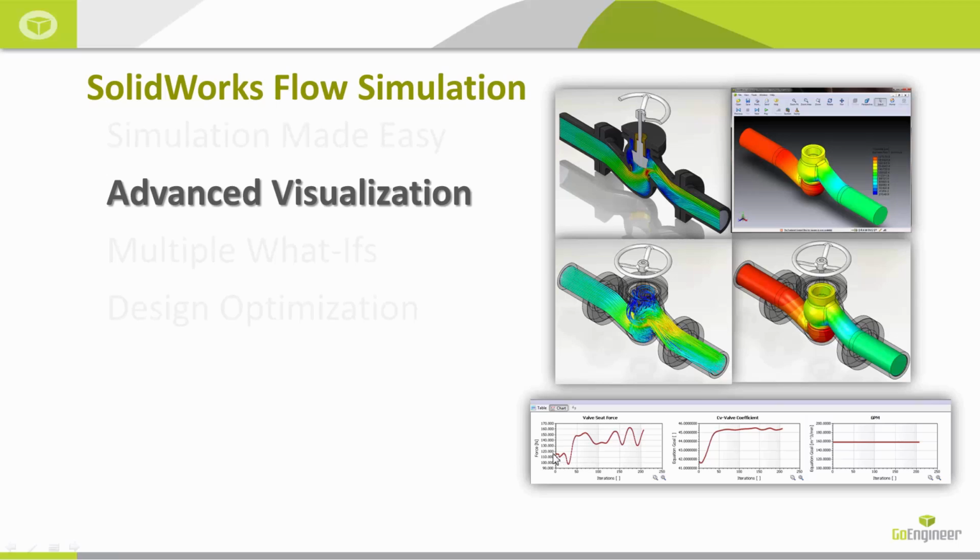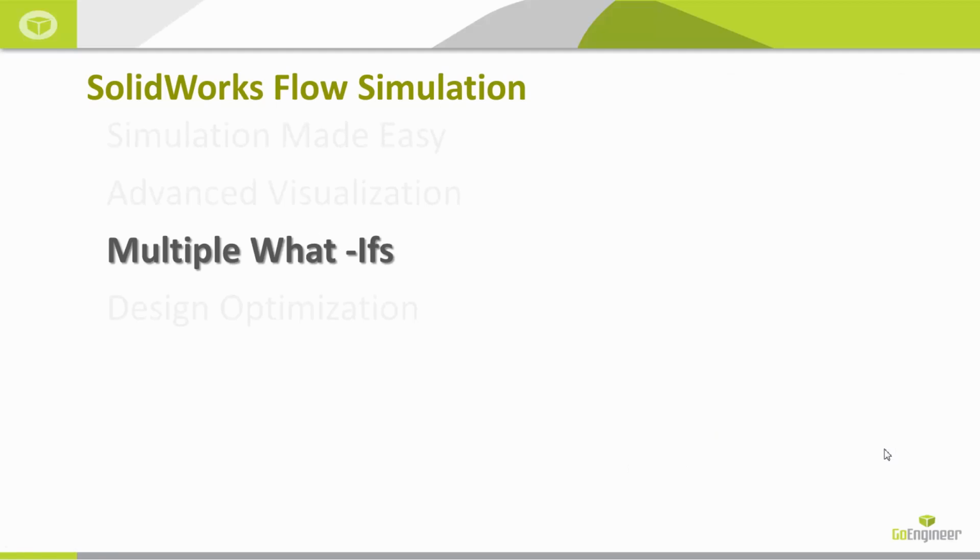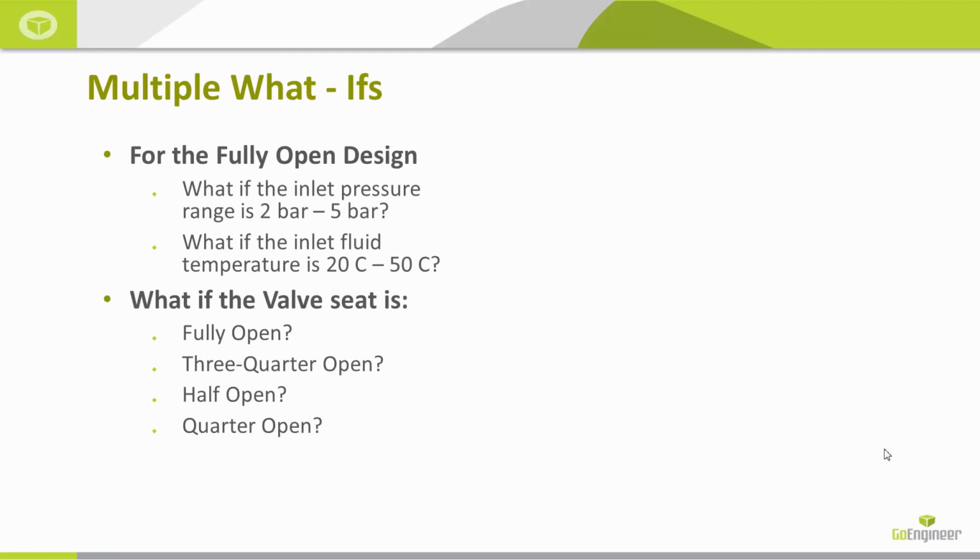From there, we're able to export charts and see how, in time, while the simulation is solving, the values stabilize. All right, so now to investigate those what-if scenarios. So far, we've looked at the valve being fully open. So what if we change the inlet pressure from 2 bar to 5 bar? And let's look at the increments in between as well.